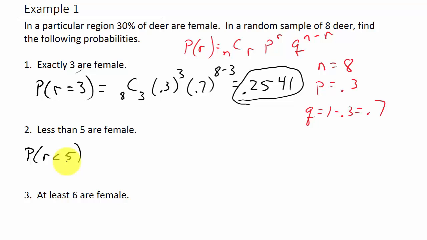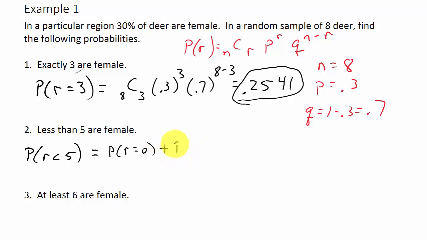Let me show you why we'll do the table instead. Notice the 5 is not included because it says less than 5. So this is the probability of 0 females. Let me write the R in there.